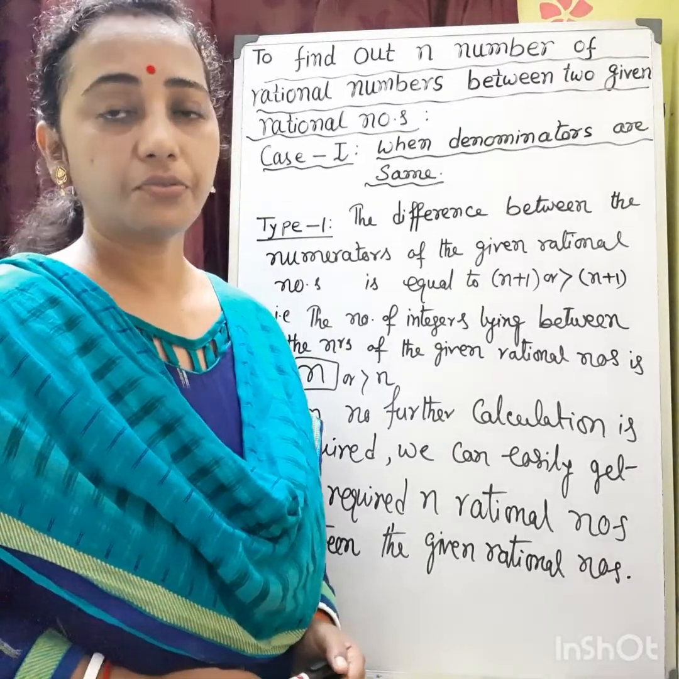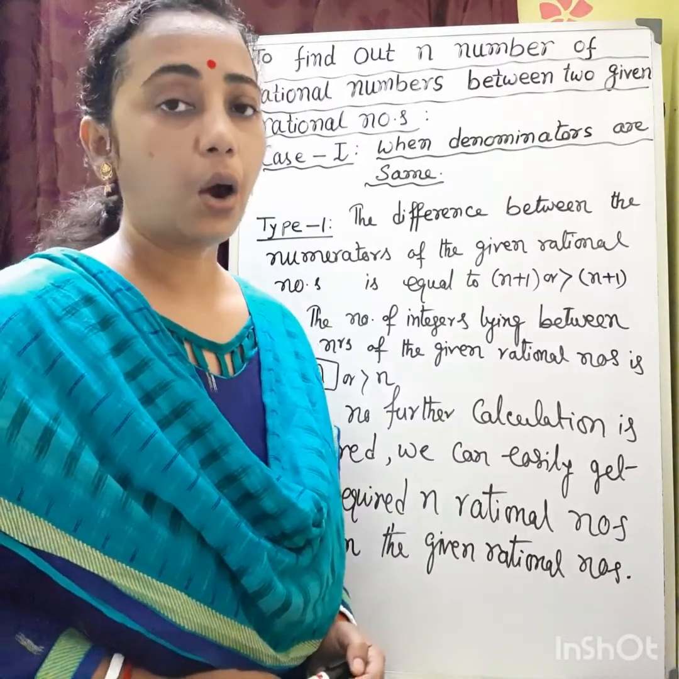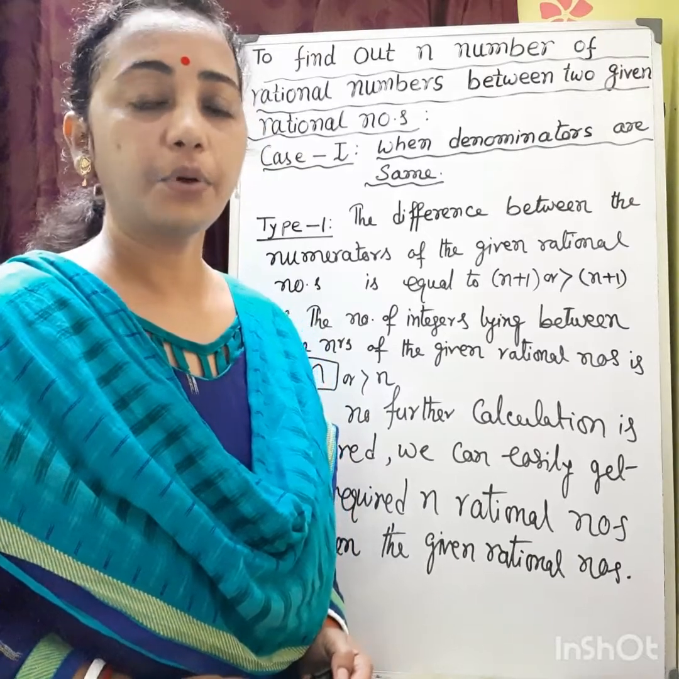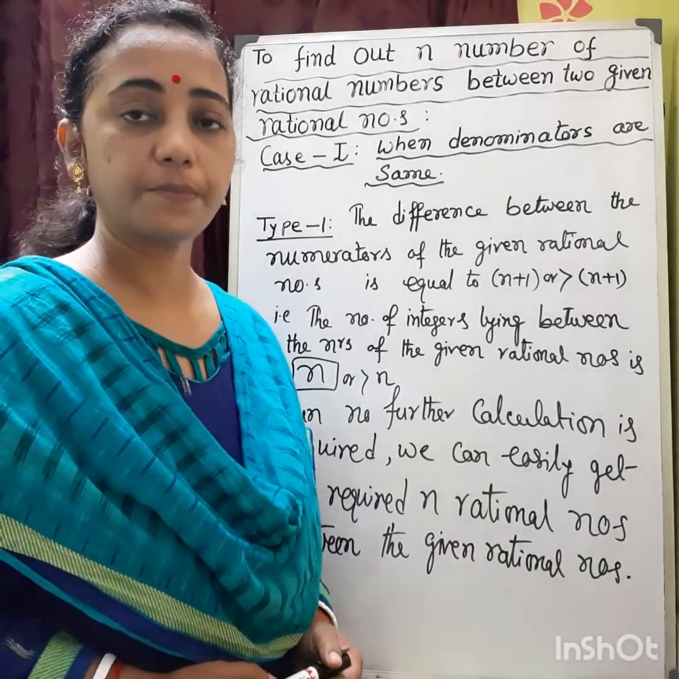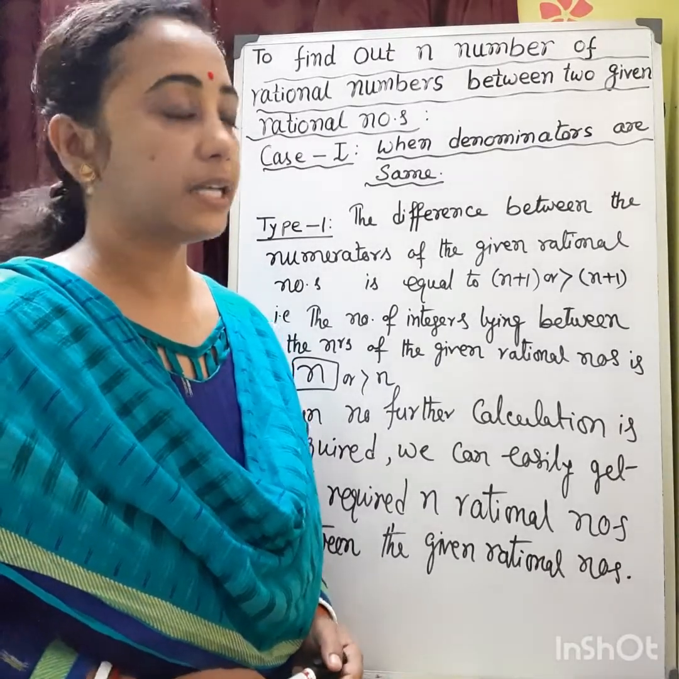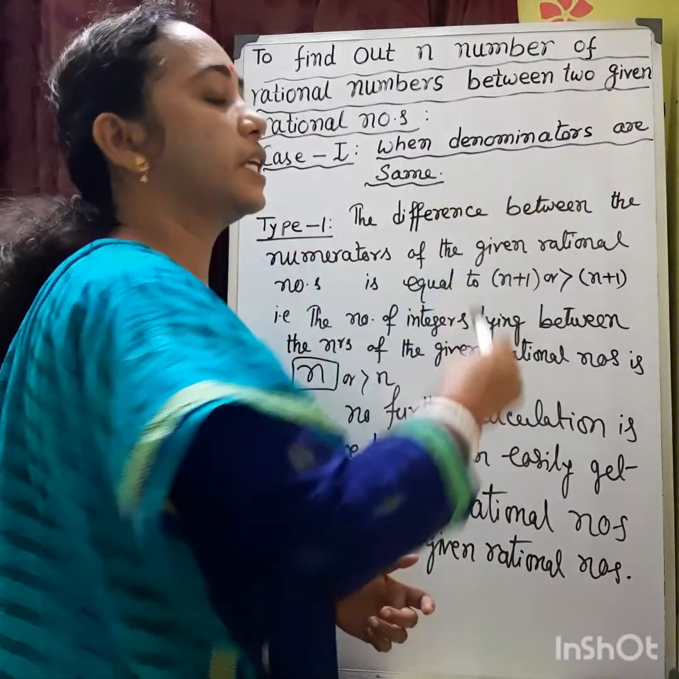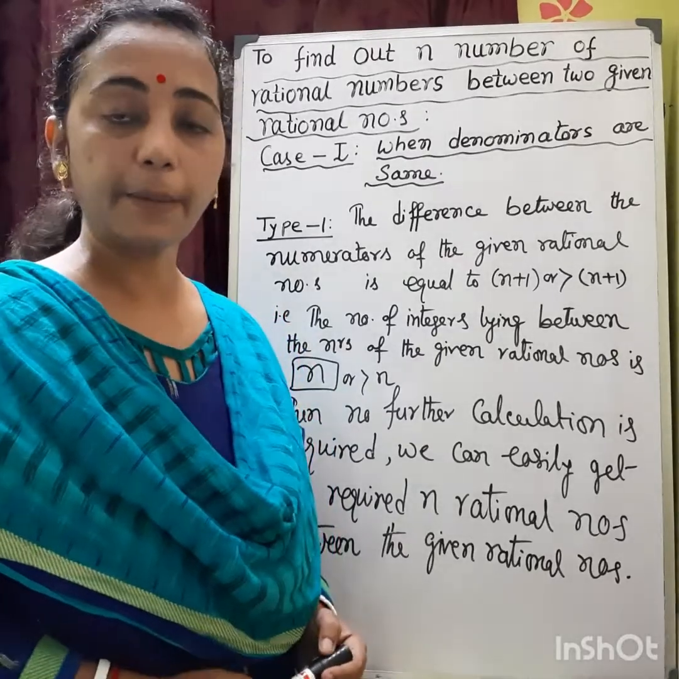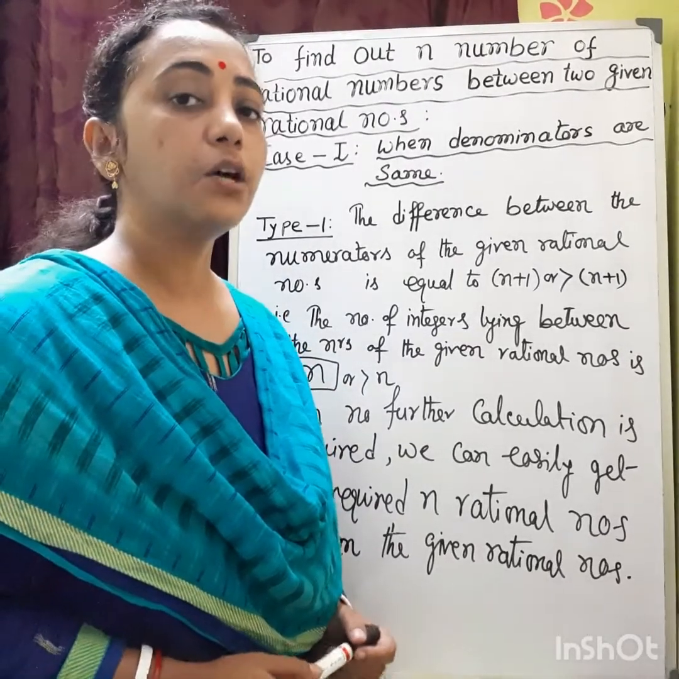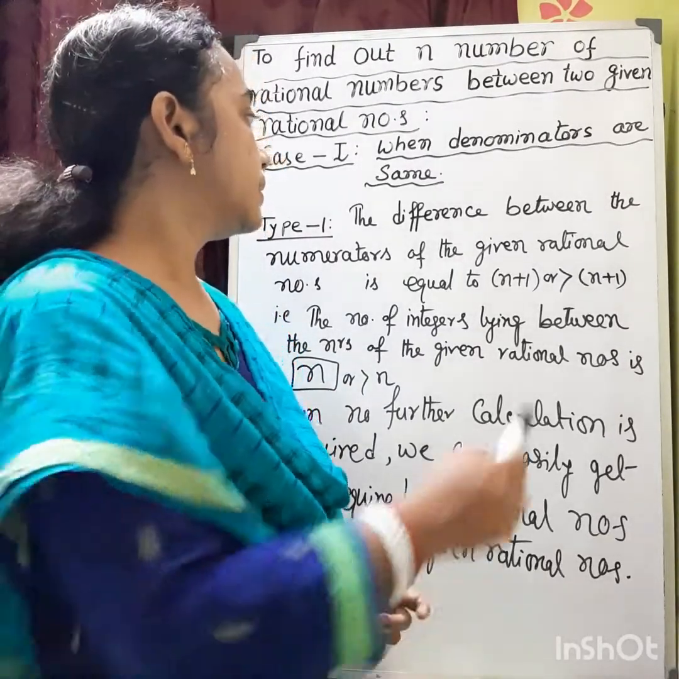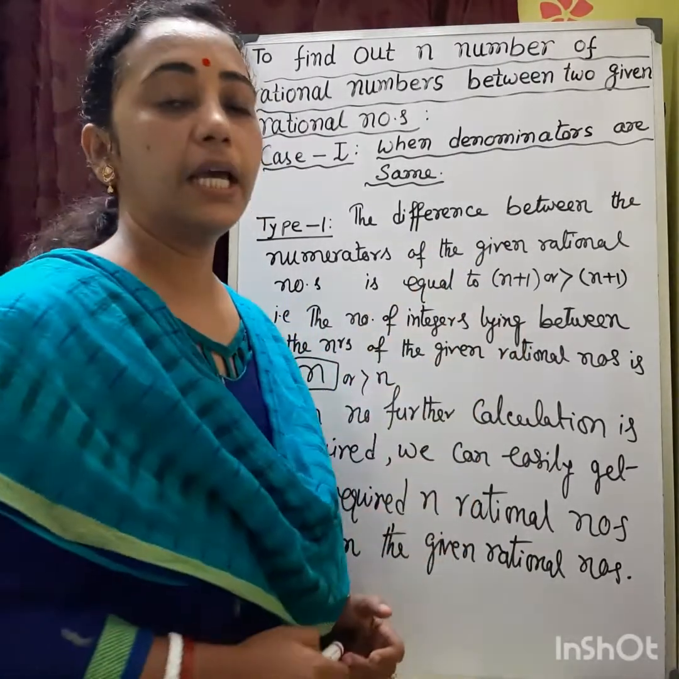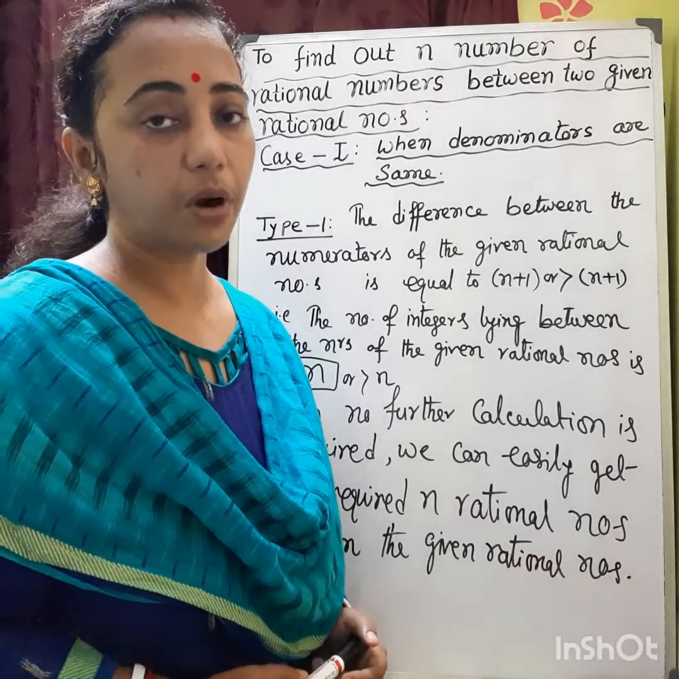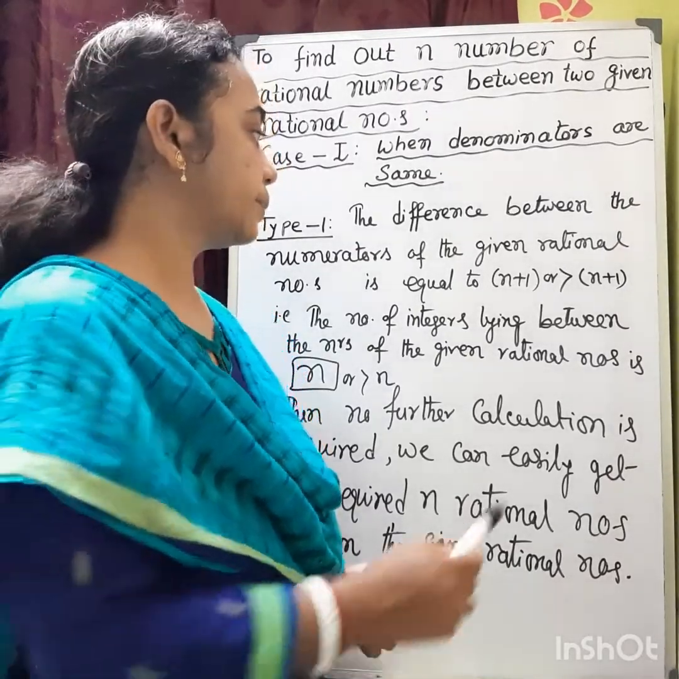Today in this video you will learn how to find n rational numbers between two given rational numbers. Now let us consider the case when the denominators of the given rational numbers are the same. In this case, first we will find the difference between the numerators of the given rational numbers. If it is equal to n plus 1 or greater than n plus 1.